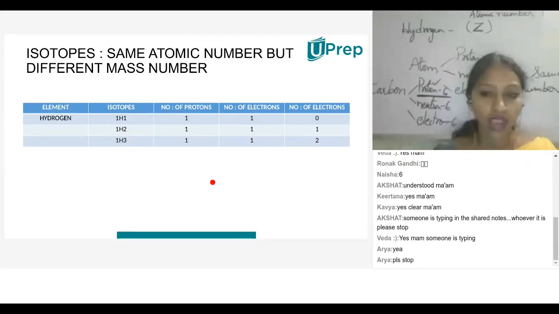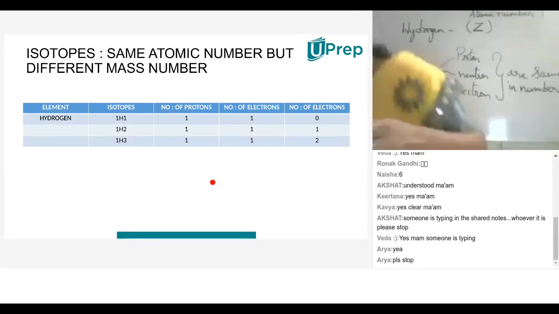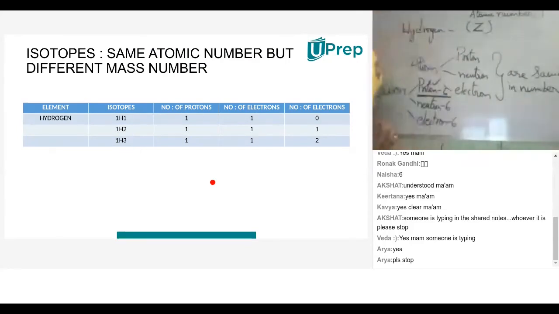Isotopes means same atomic number but different mass numbers. Isotopes are nothing but same atomic number but different in mass numbers. Okay, so what do you mean by mass numbers? So now we'll understand. What do you mean by mass?